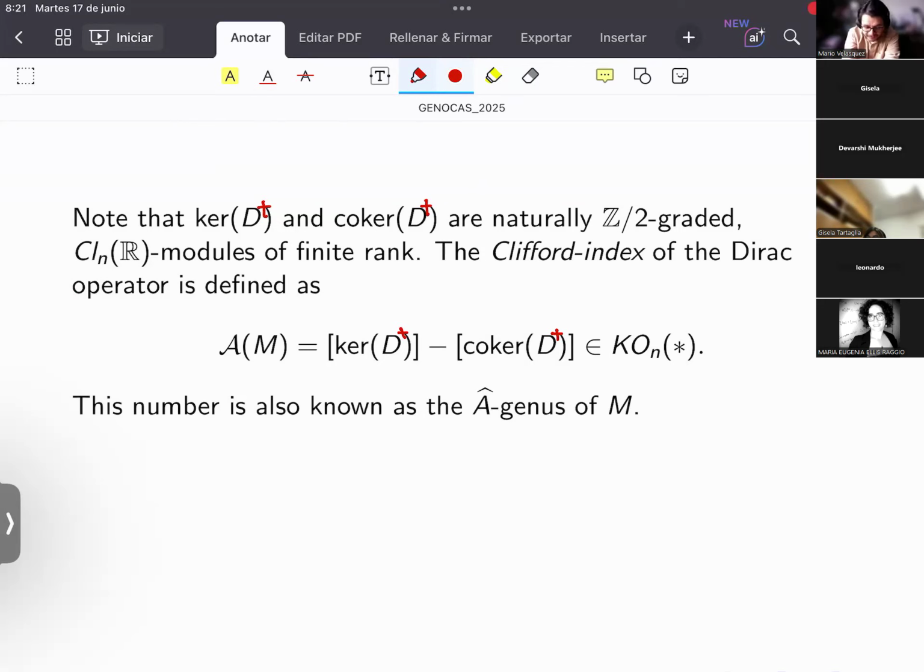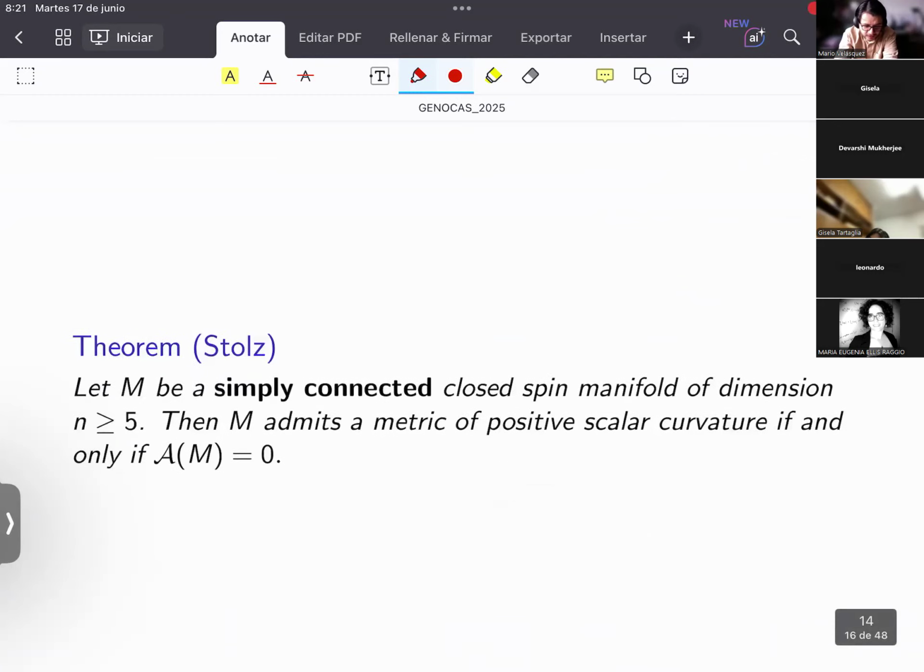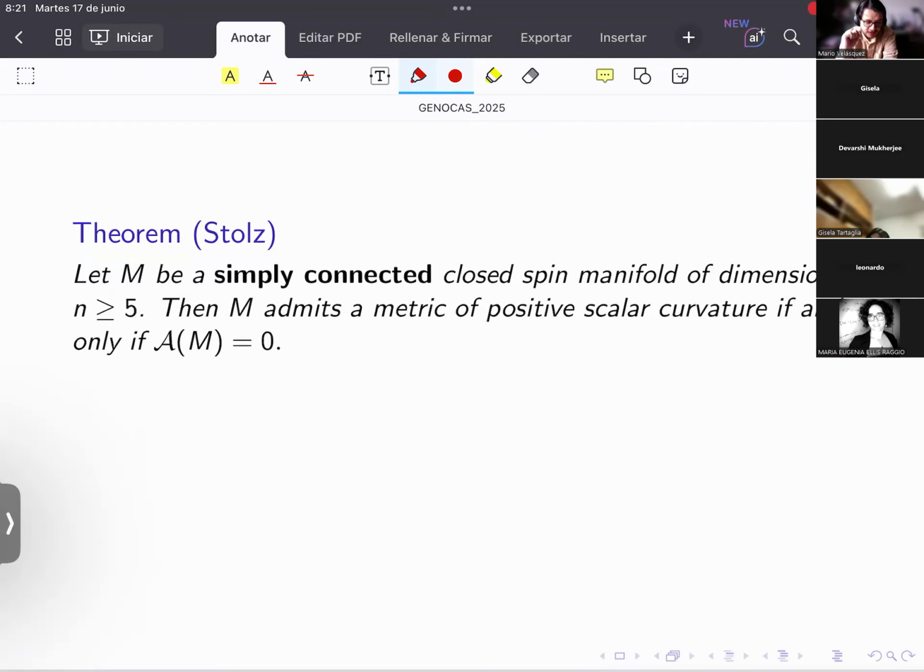This difference lives in the orthogonal K-homology group, KO_n of the point. This value is called the A hat genus of M. And now we have this theorem of Stolz that says that if we consider this generalized version of the index, then if M is a simply connected closed spin manifold of any dimension greater than 4, then M admits a metric of positive scalar curvature if and only if the A hat genus of M is equal to 0.